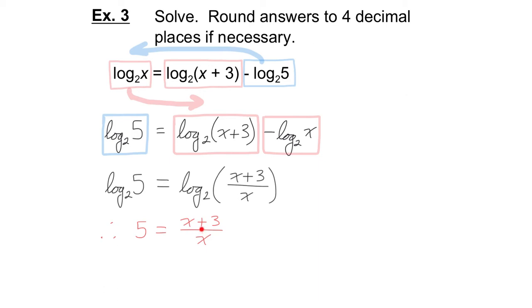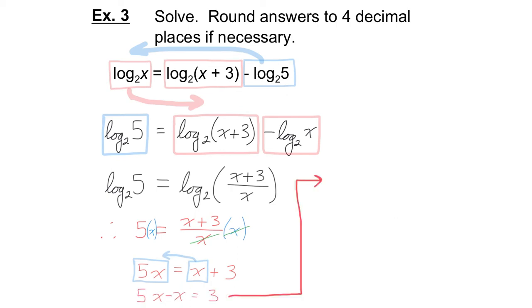Remember, when we're doing algebra, we're thinking about opposite operations. So if we want to eliminate the fraction, the easiest way is to just multiply by whatever the denominator is. In this case, the denominator is x. I'm going to multiply both sides by x. Now I have 5x equals x plus 3. This is just a linear equation. We can group our like terms, simplify, and solve.